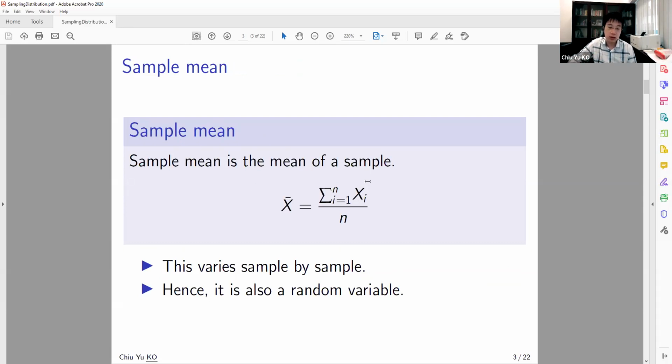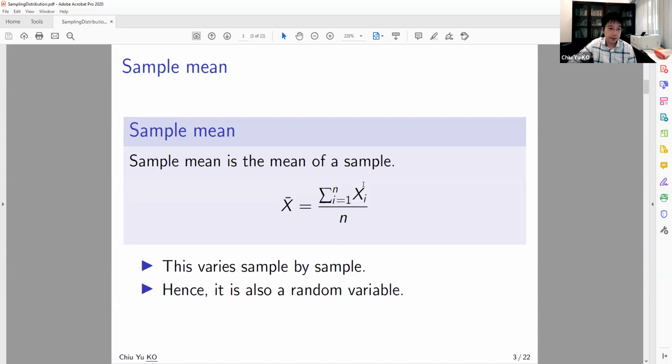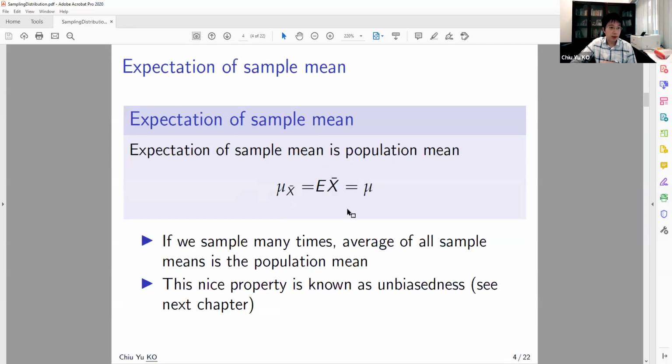Because each observation in the simple random sample will follow the same distribution as the population, and each observation is different, the sample mean is also a random variable. Each observation is a random variable, and the sum of random variables divided by the sample size is also a random variable. Please be careful, X bar is a random variable.